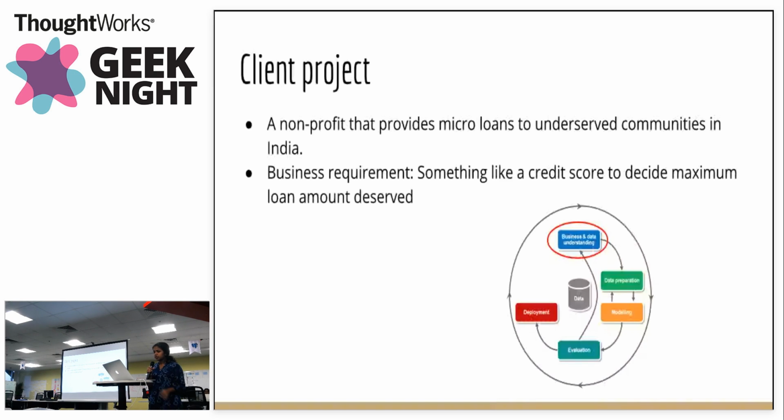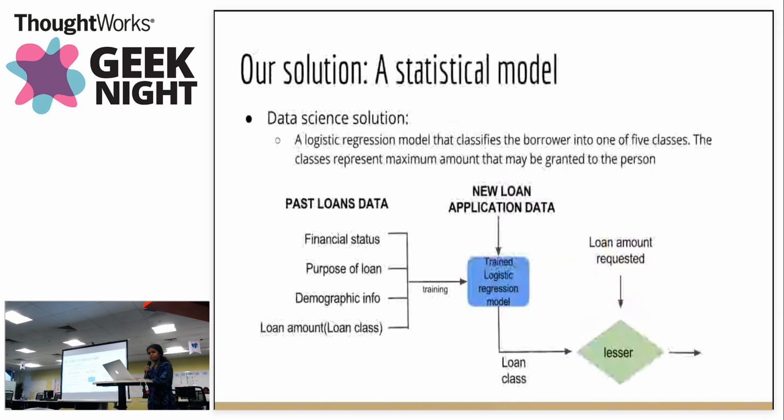So instead, we proposed a solution which was a classifier using logistic regression. What it does is it trains a model using all the past loan data, and the model can just take all the information about the new applicant and tell you the maximum amount of loan you can give. Basically, the same thing that the third party was doing.